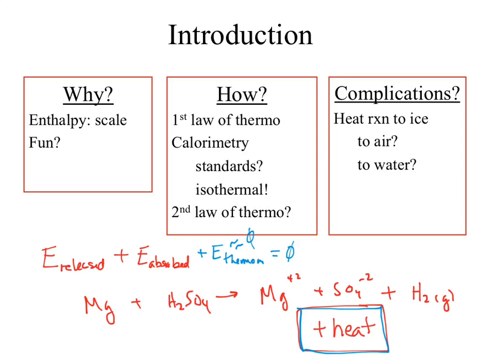So we could monitor the temperature change within the water. So we could determine our heat absorbed by saying what? That was the mass of our water times specific heat of the water times temperature change. And we could determine the mass of the water because we put the water in there. We also would have to add the mass of everything else, including the magnesium and the sulfuric acid. Why?